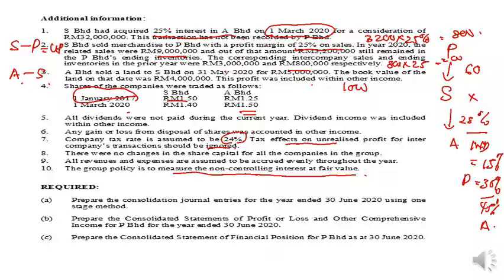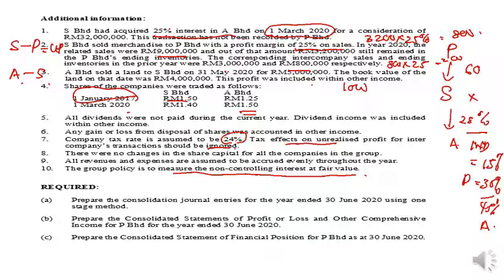And then A sold land to S, so A and S, on 31st May 2020 for 5 million. The book value was 4 million. So this one is 1 million, you have a 1 million gain, unrealized profit.